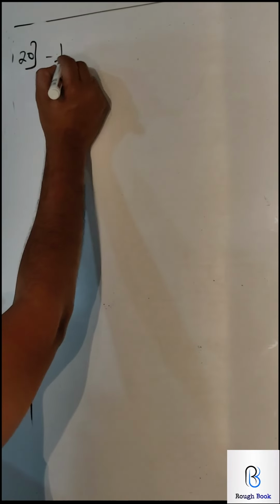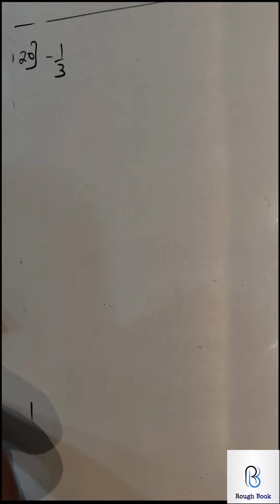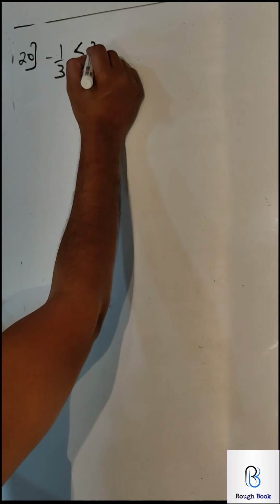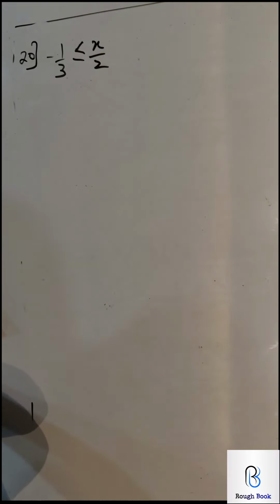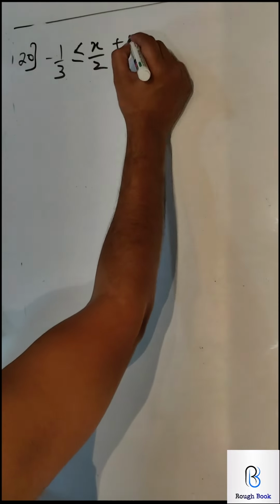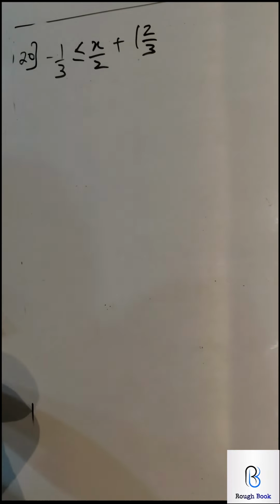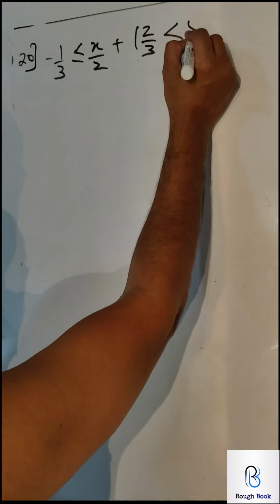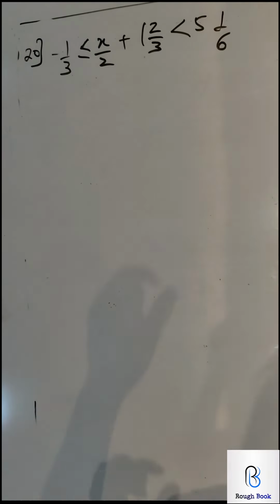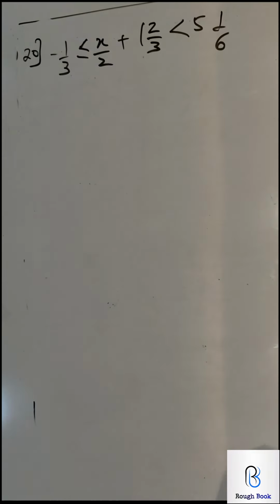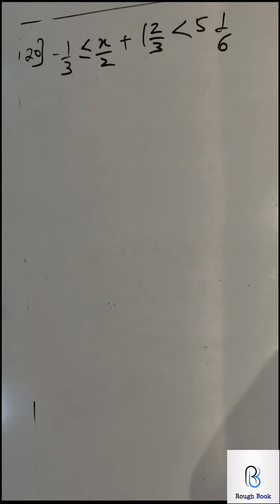Let's go ahead with the 20th sum. The 20th one says minus 1/3 less than or equal to x by 2 plus 2 by 3, less than 5 1 by 6. So let us continue. Go ahead.